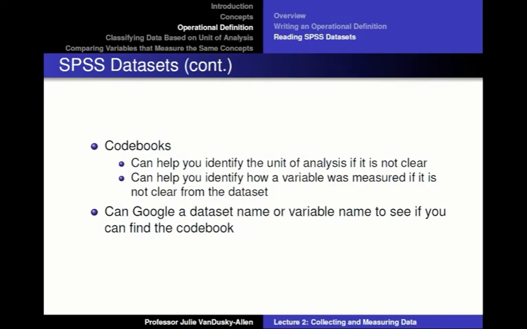Also of note, if you are having problems understanding what the unit of analysis is of a variable, or how the variable is measured based on the information in the dataset, you could always read the code book for the dataset to find this information. If you do not know where the code book is, you could always Google the dataset name to see if you can find it that way.